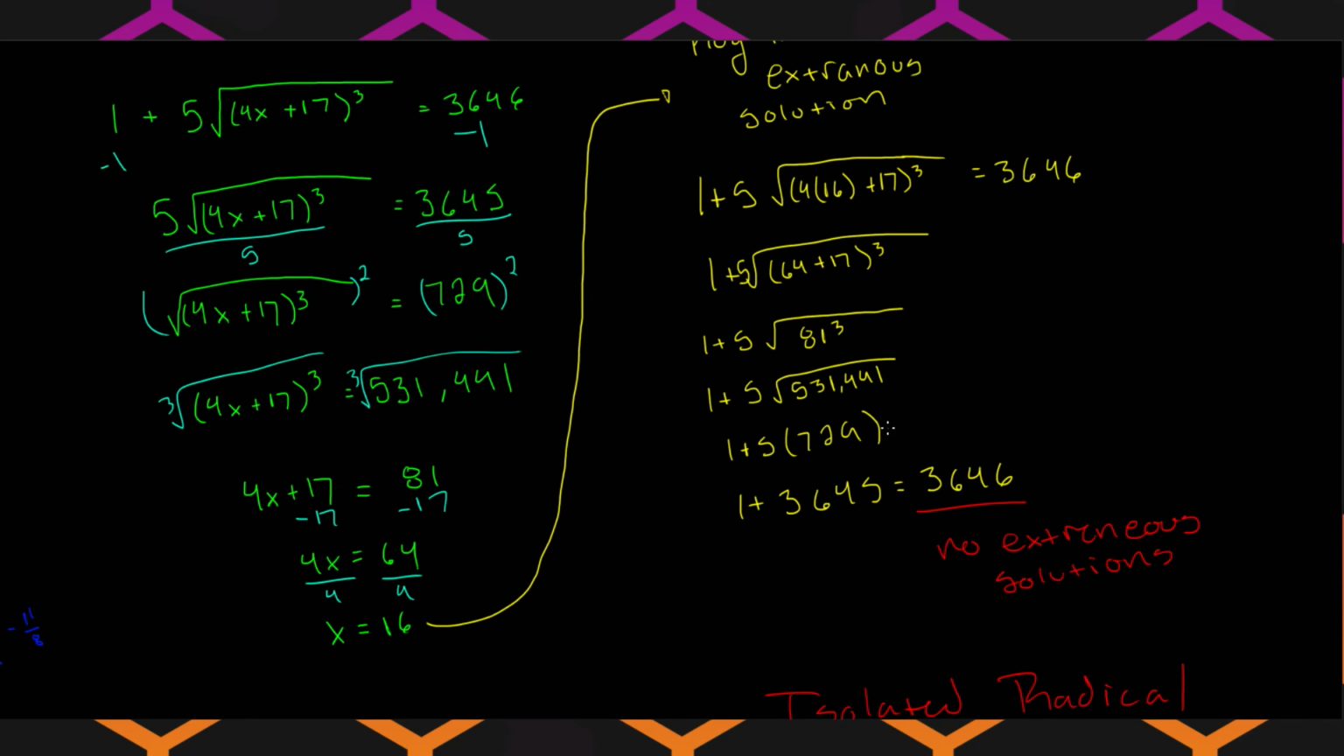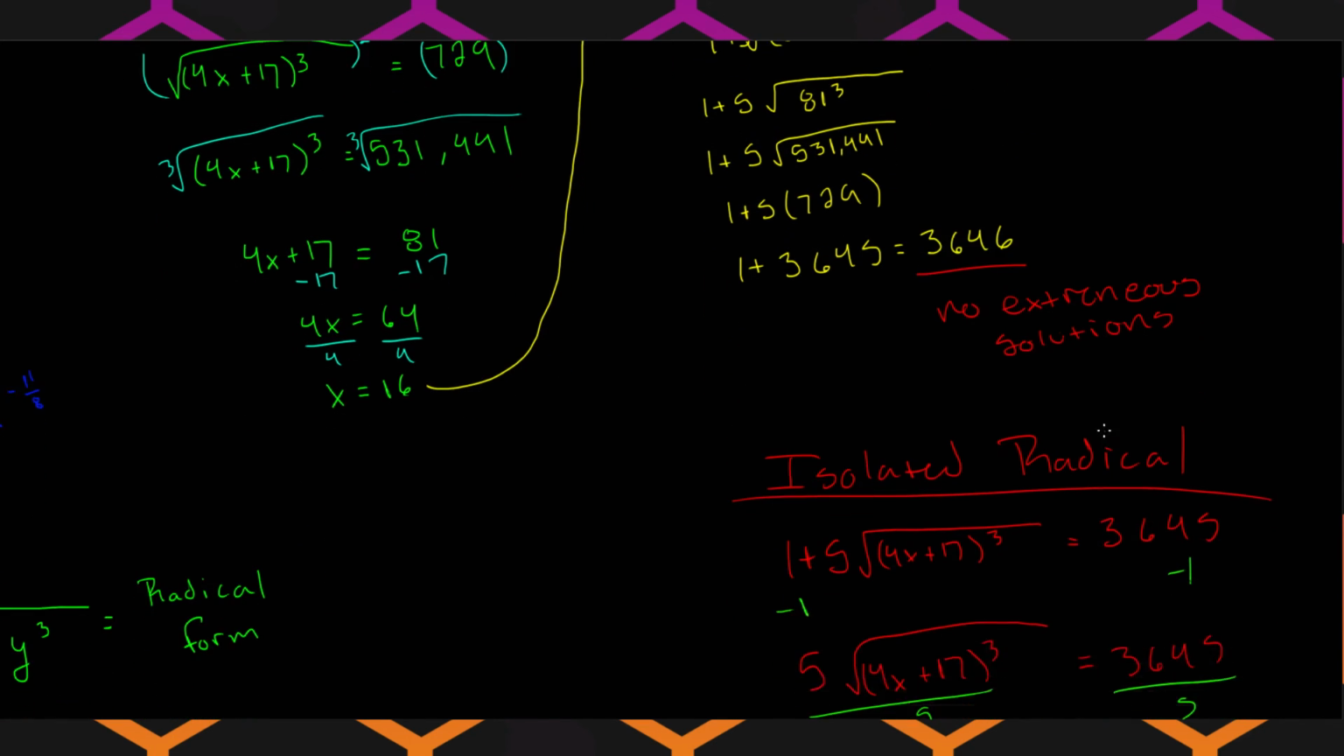We can see over on this side is 531,441. Then we simply take the square root of that, and we get 729. By seeing this, we're basically working backwards. And then we do 1 plus 5 times 729, getting 3,645, plus 1 is 3,646. That means there are no extraneous solutions.